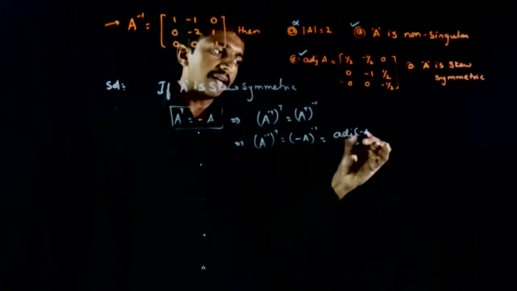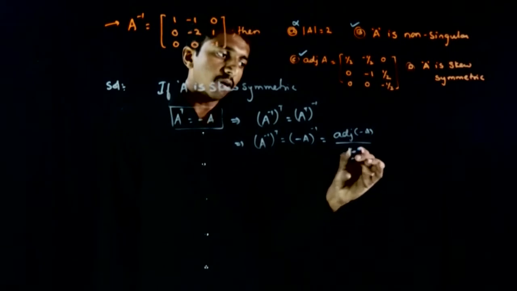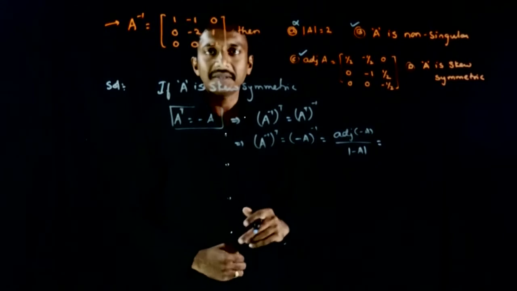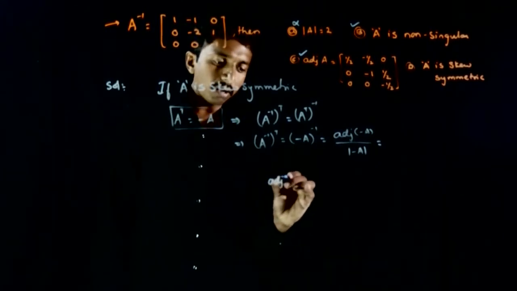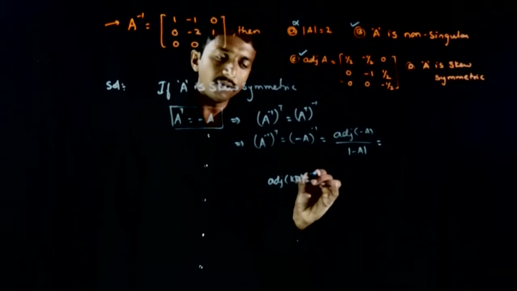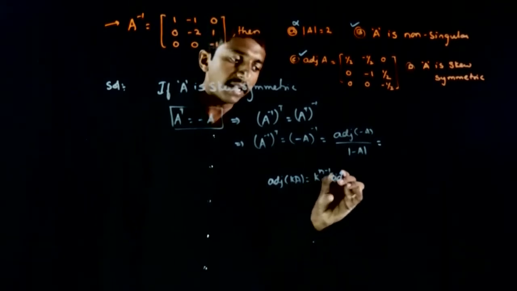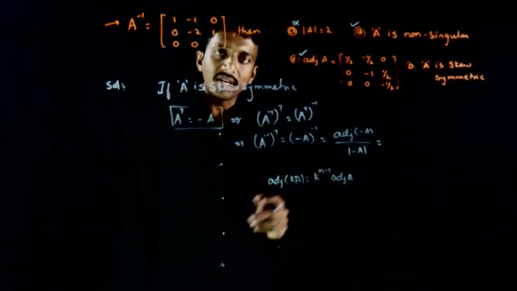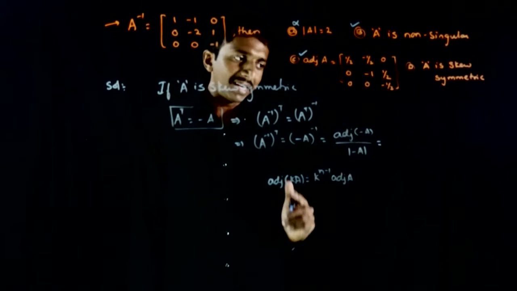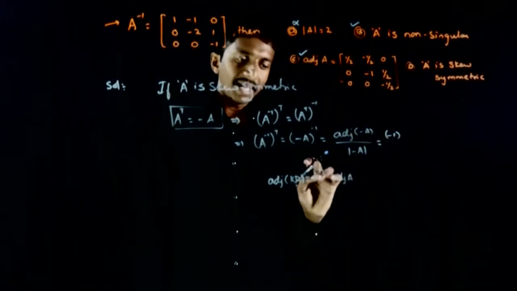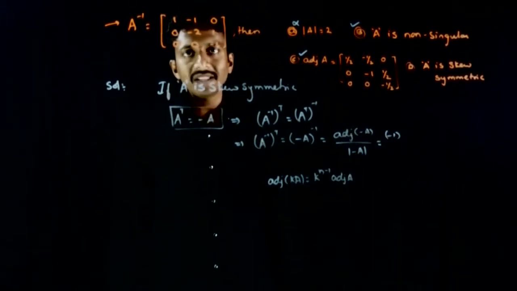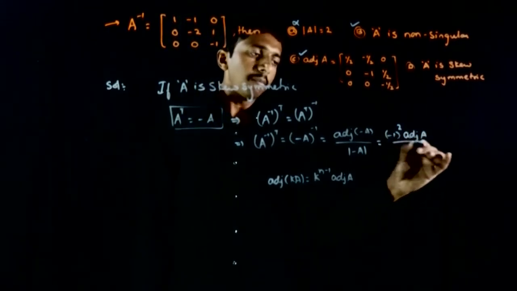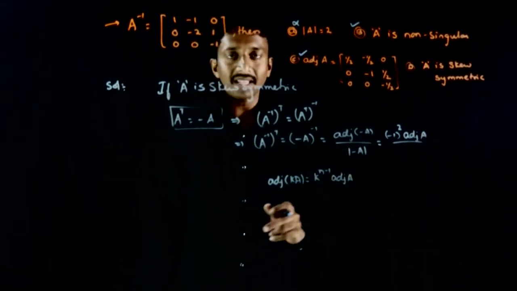What is minus A whole inverse? Adjoint of minus A by det of minus A. What is adjoint of minus A? हमको एक फॉर्मूला है, adjoint of kA is equal to k power n minus 1 times adjoint of A. So what is adjoint of minus A? Minus 1 whole power n minus 1, where n is the order. So here we are talking about 3 by 3 matrices. So power 2 times adjoint of A by det of minus A.